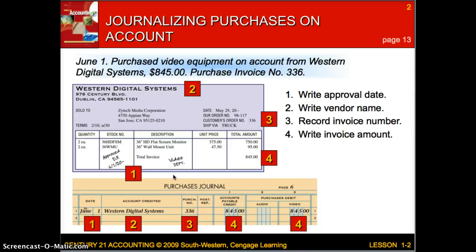You need to write your approval date. This will be written in by someone in the company, the day it's approved, so we'll write that here. Then we need to figure out who the vendor was. This was Western Digital Systems, so we write that in our account credited. Then we'll look for the invoice number, which was 336, so that will go right here in our purchase number. And then our total for this flat screen monitor and the wall mount unit was 845.